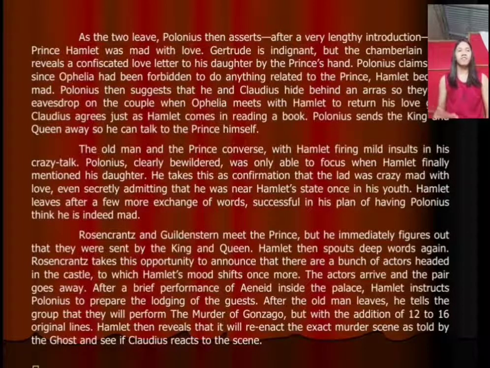After a brief performance of the Aeneid inside the castle, Hamlet instructs Polonius to prepare the lodging of the guests. After the old man leaves, he tells the group that they will perform the murder of Gonzago, but with the addition of 12 to 16 original lines that Hamlet made himself. He then reveals that it will reenact the exact murder scene as told by the ghost, to see if Claudius reacts to the scene.